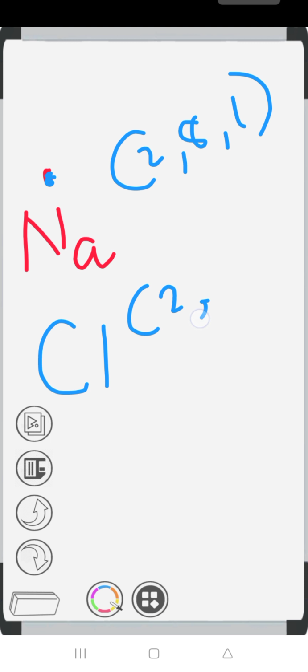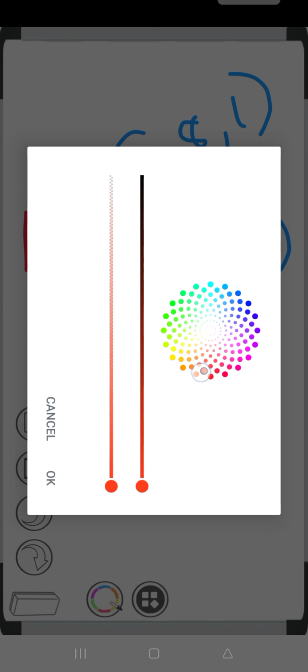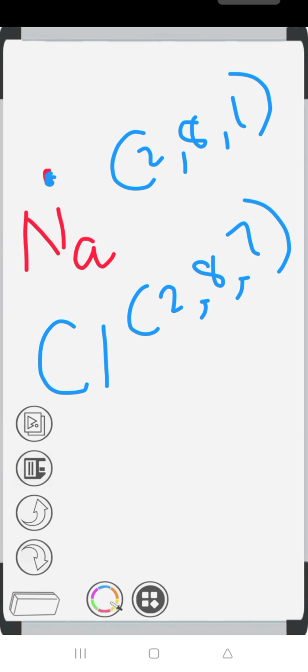Chlorine has 2, 8, 7. So chlorine has 7 electrons in the last shell. Yes or no? So how are you going to represent it? In a Lewis dot structure, for one atom you can use a dot, and for the other atom you can use a cross. So how many crosses? ये हो गए 2 electrons, 4 electrons, 1, 2, 3, 4, 5, 6, 7.